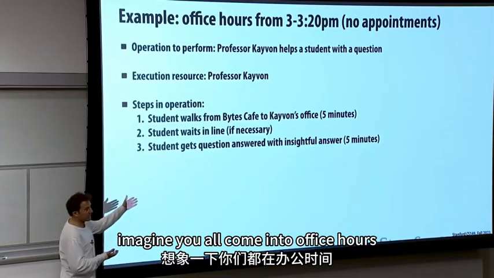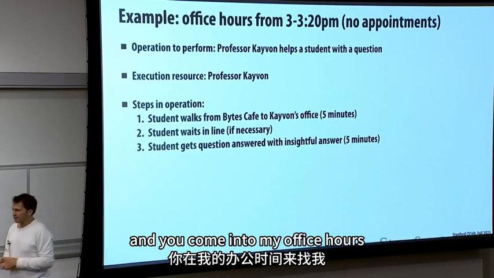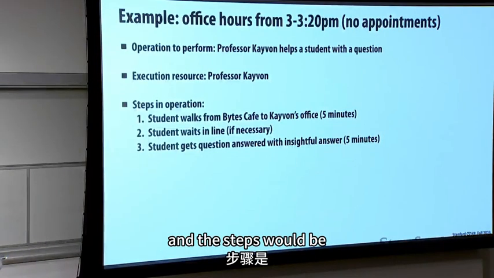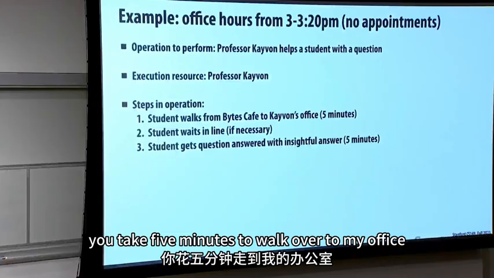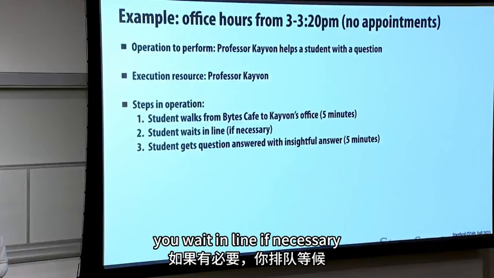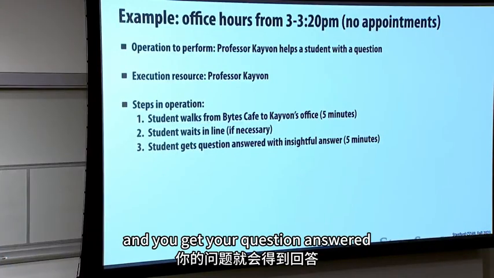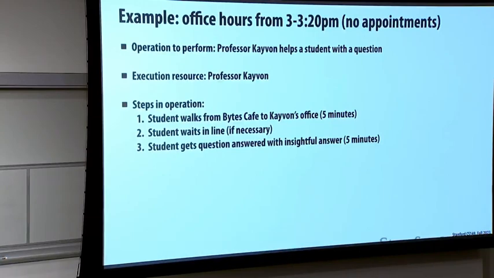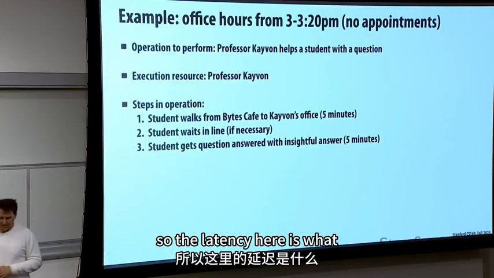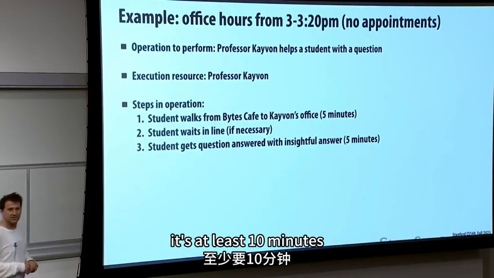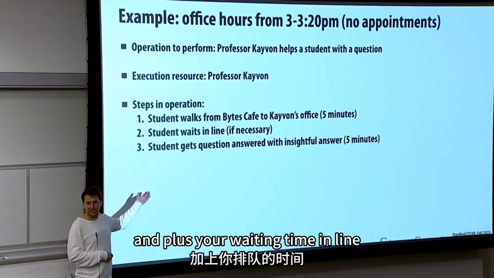Imagine you come into my office hours, and the steps would be: you take 5 minutes to walk over to my office, you wait in line if necessary, and you get your question answered, let's say in 5 minutes. Pretty useful office hours. So the latency here is what? It's at least 10 minutes, plus your waiting time in line.